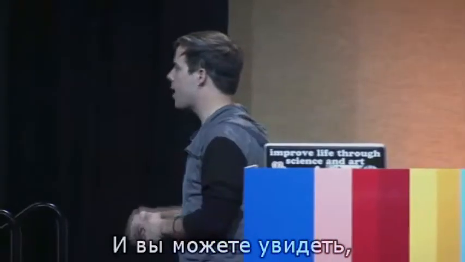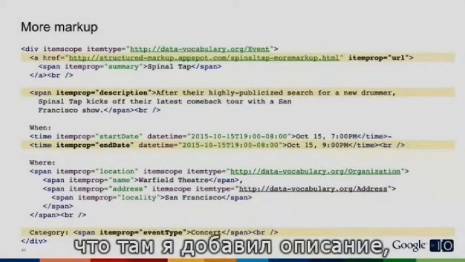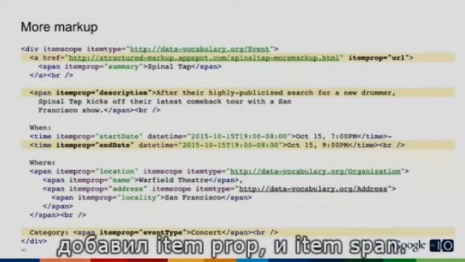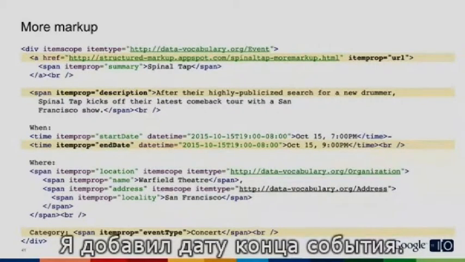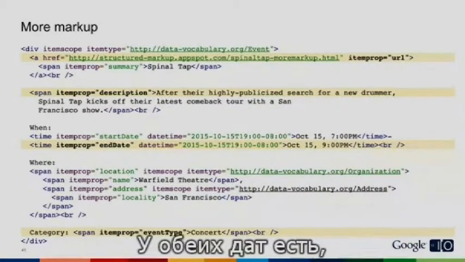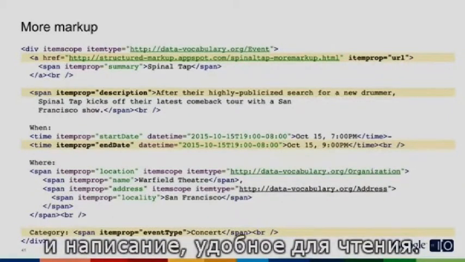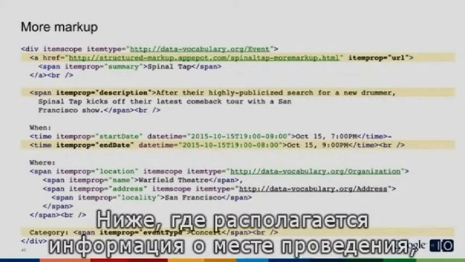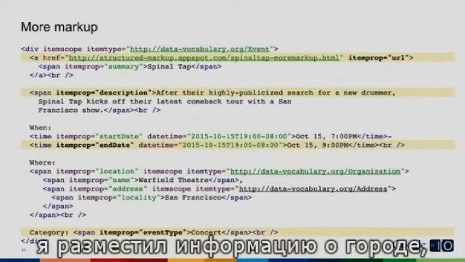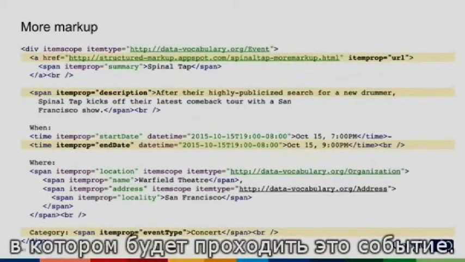And you can see I've added the description right there, added the item prop and a span. I've added the end date. Both those dates have the ISO time and then a readable time. And down here at the location, I have the locality. Oh, and an event type down there at the bottom. And we'll take a look at what this looks like.